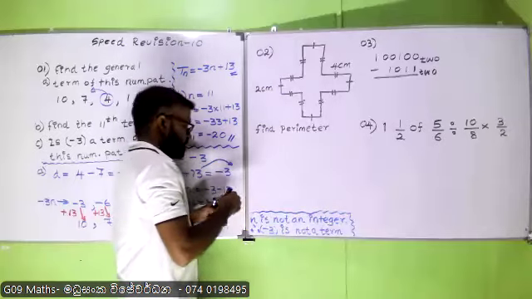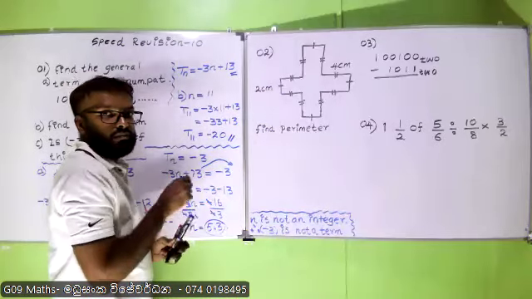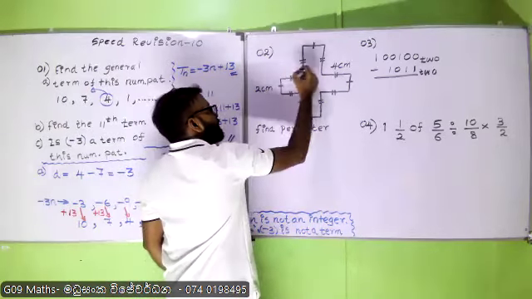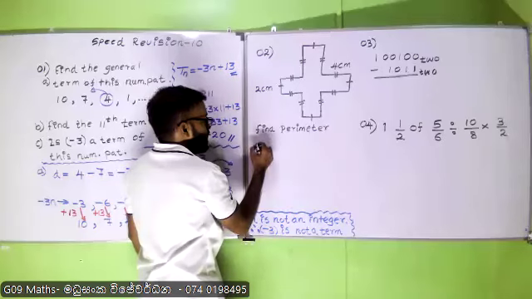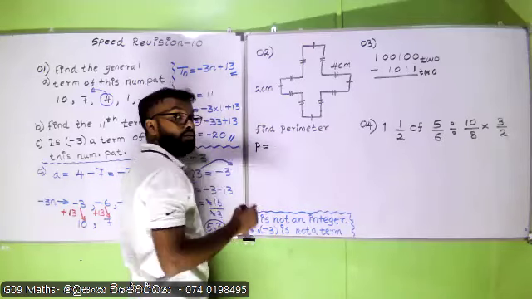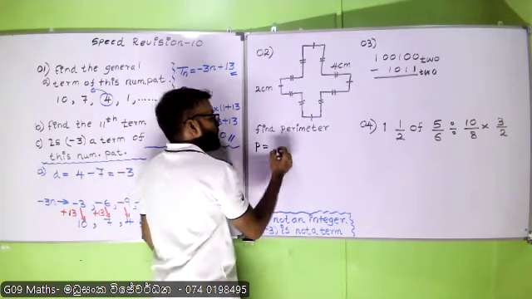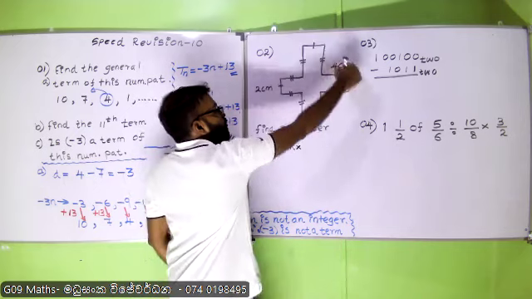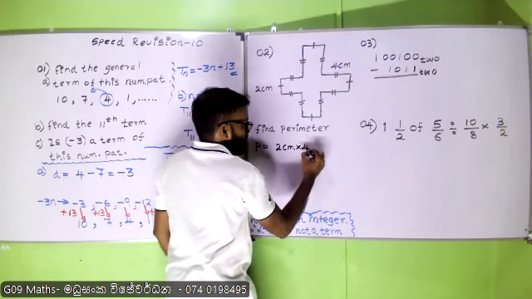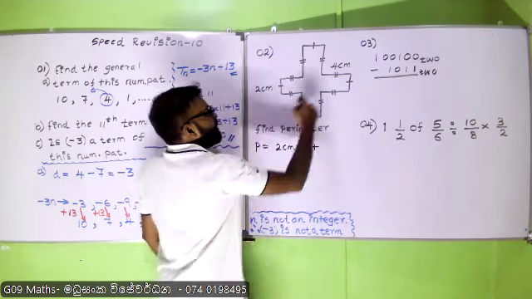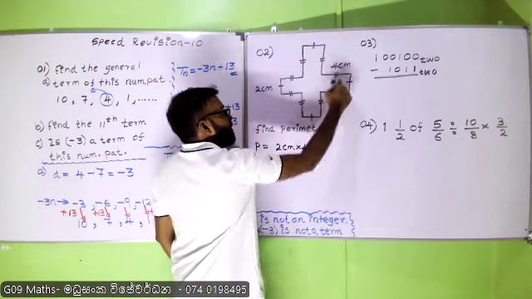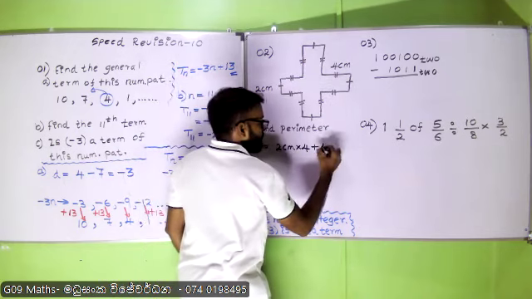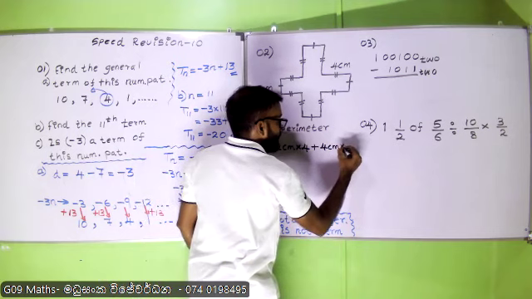Right. So I will do this one. Find the perimeter. So here you have 2 cm and this length is 4 cm. If you want to find the perimeter of this figure, very easy. How many 2 cm parts are there? 1, 2, 3, 4. So you have to multiply this by 4. Plus, how many 4 cm parts are there? 1, 2, 3, 4, 5, 6, 7, 8. So you have 8 4 cm parts.